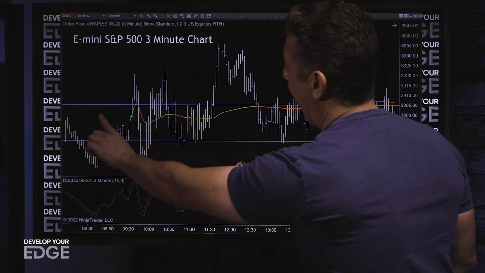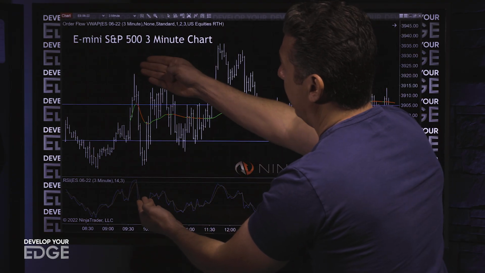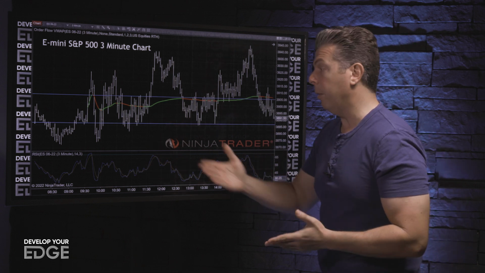We opened up, I had my lines drawn, we get up to plus 70, the market gets overbought, and you see a quick move back down to the anchored VWAP. That's a very simple way to use the RSI.